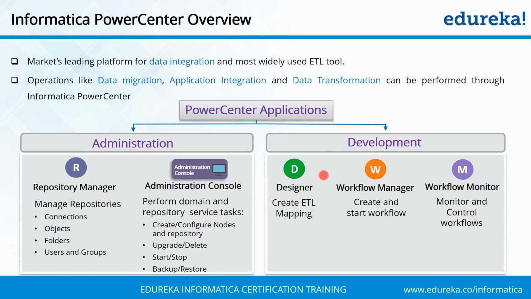And the mapping is basically a representation of how this transformation, or how this change, has to happen from the source to the target definition. So you'll have various icons present there. You'll have one icon representing the source, and then there'll be the target definition.